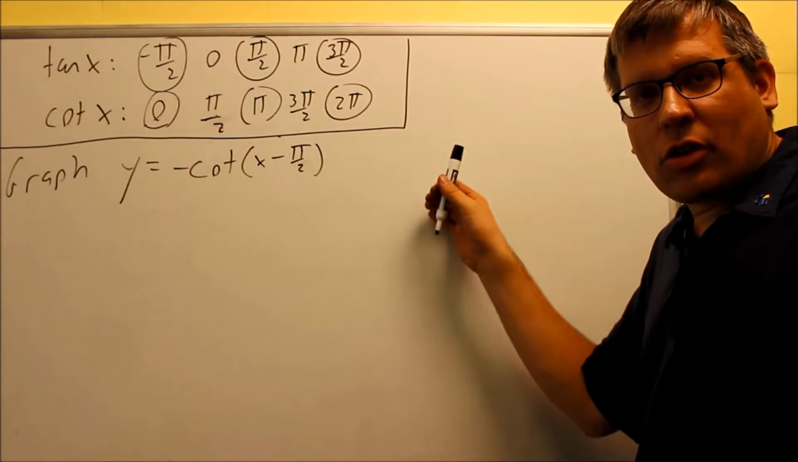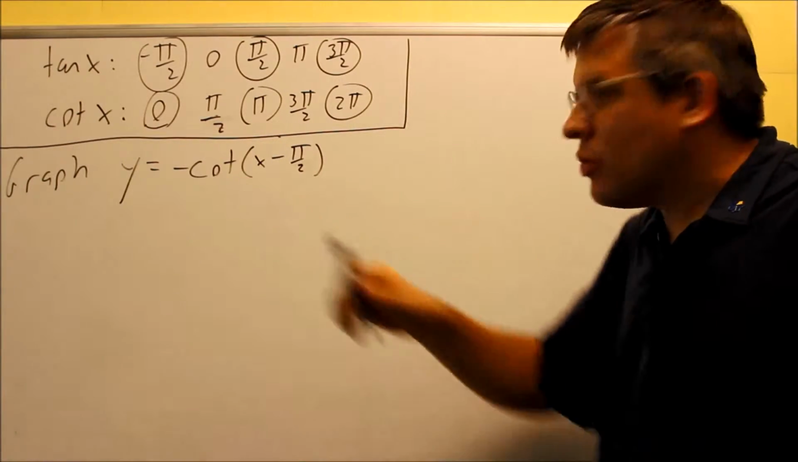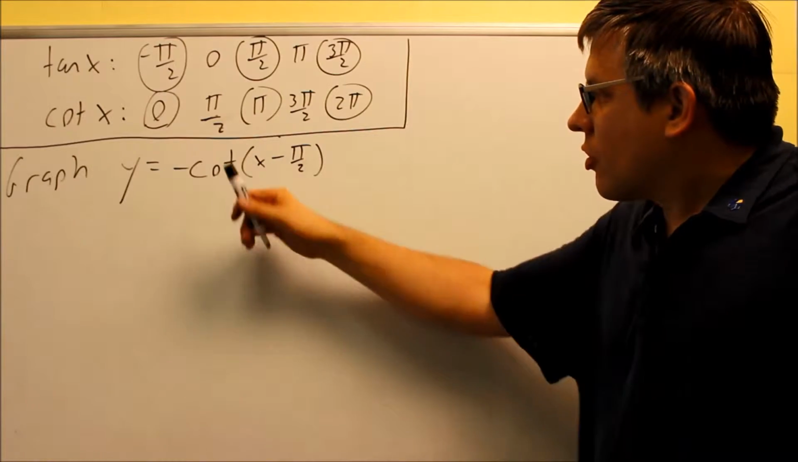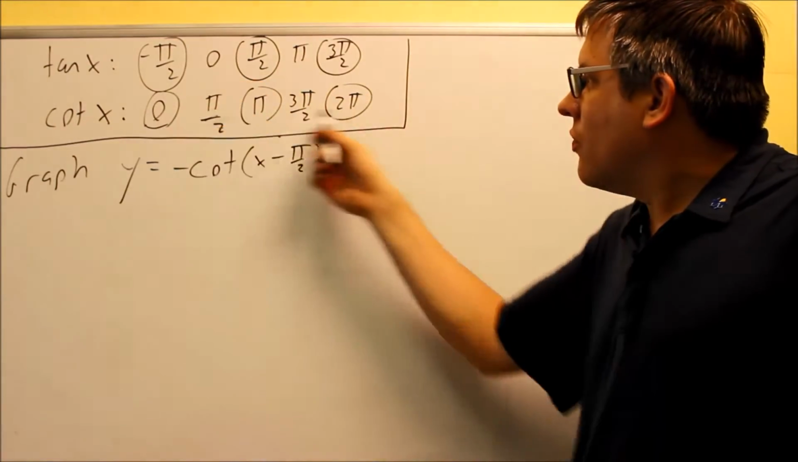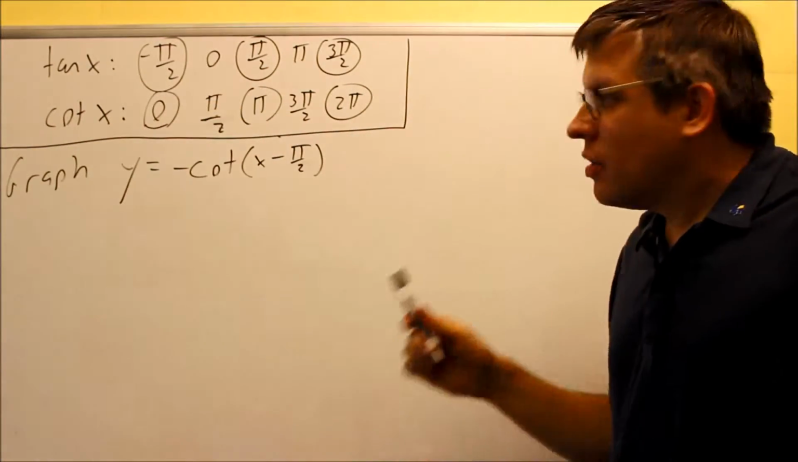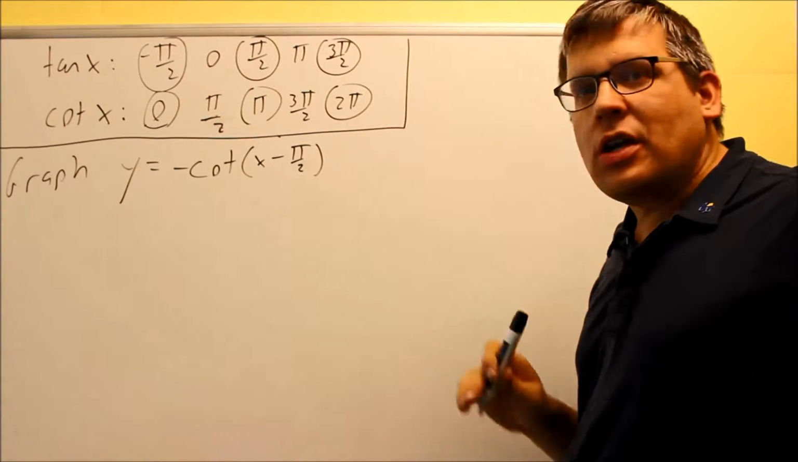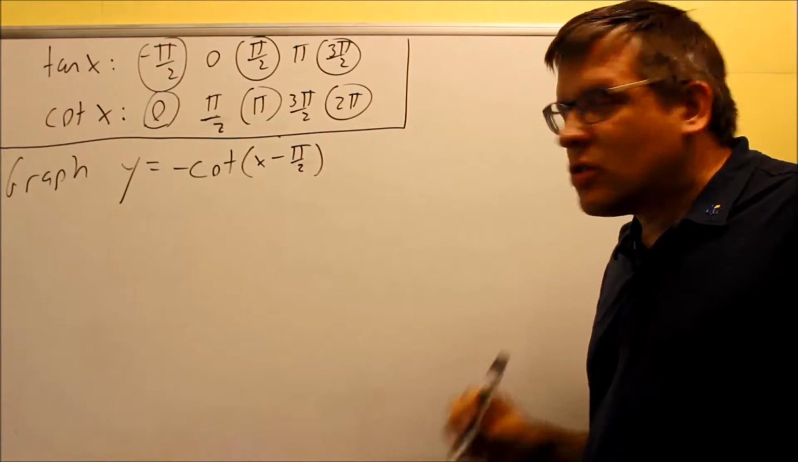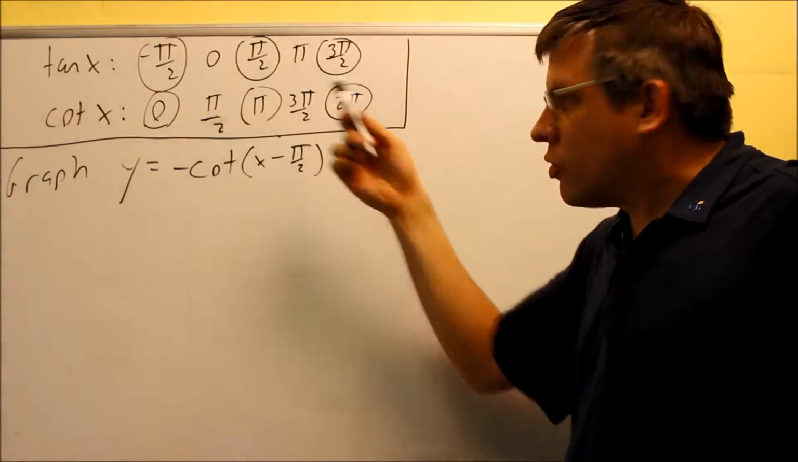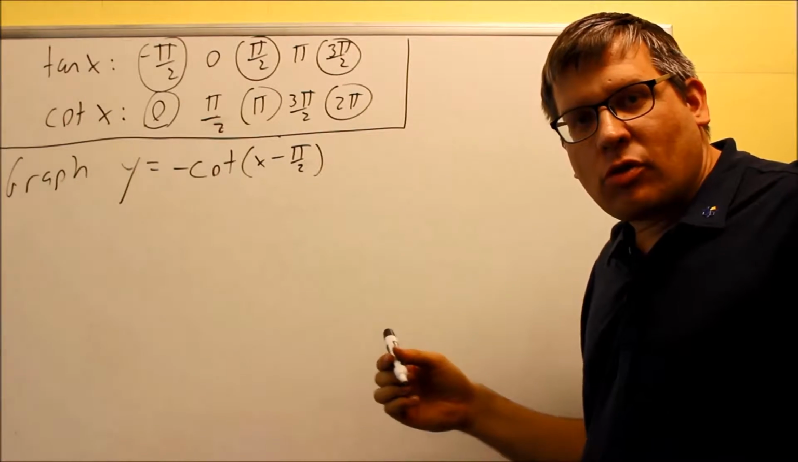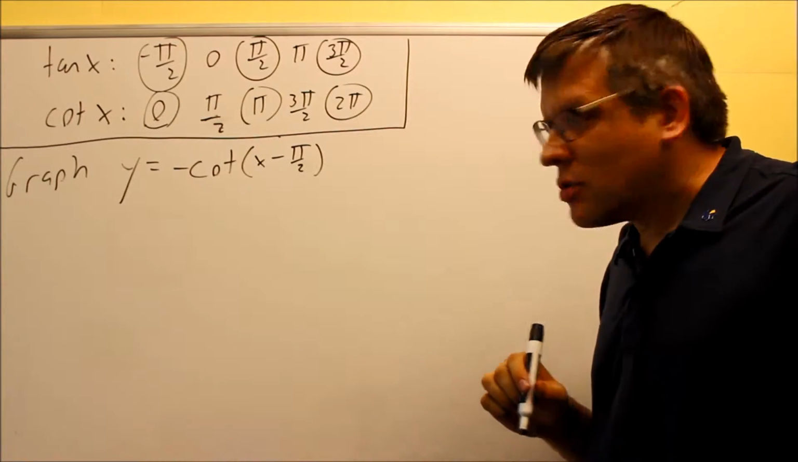This time we're graphing a cotangent graph. And you see we have a negative there in front. So for cotangent, we're going to use these key points. The circled ones would be the vertical asymptotes. The other ones that are not circled are considered the x-intercepts, where the graph crosses the x-axis.